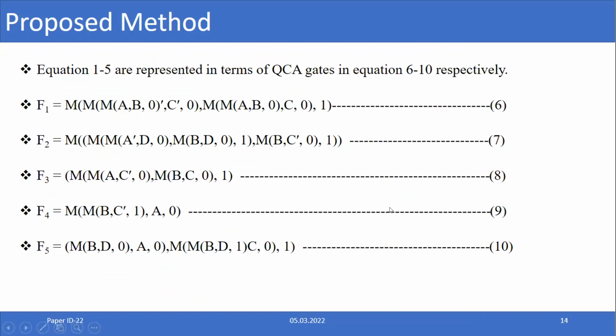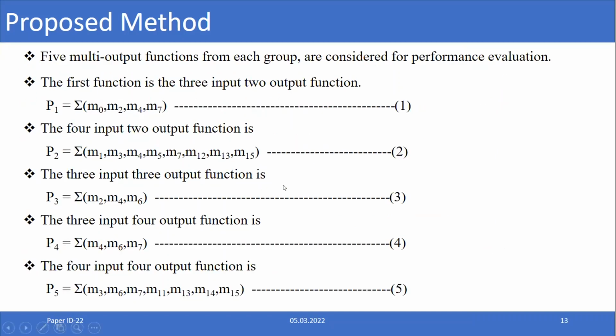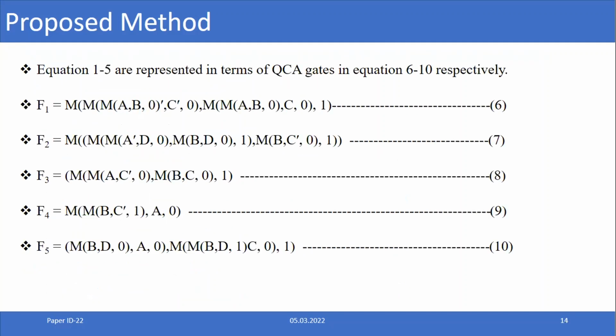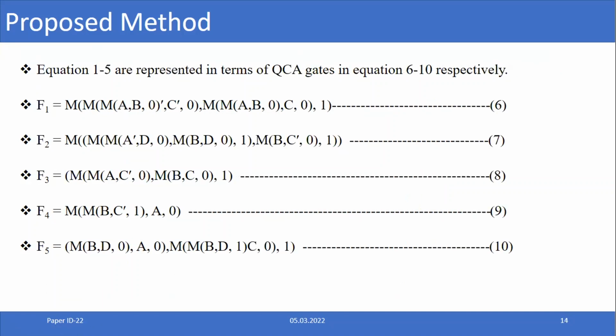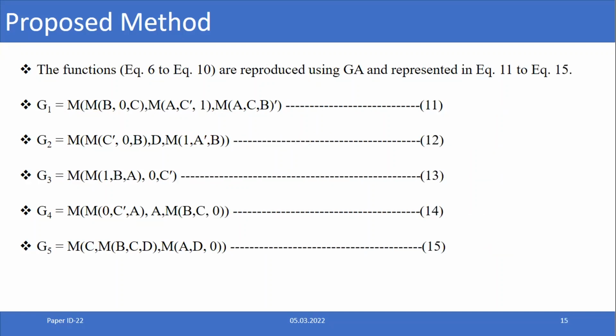Next, as in this slide and the previous slide, these are the normal representation or sum of product representation for the function. First, I need to convert this function in terms of majority voter or the QCA representation. So I have first converted the normal equation in terms of majority voter or inverter gate representation, meaning the representation of basic gates of QCA. After that, I have applied these equations one by one in the proposed genetic algorithm, and as a result, we have found these equations G1, G2, G3, G4, and G5. So these equations we have obtained from applying the genetic algorithm on the previous equations, meaning after applying the genetic algorithm to equations 6 to 10, we got these equations.